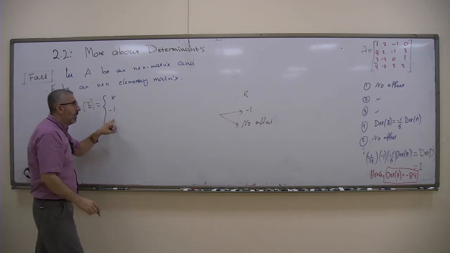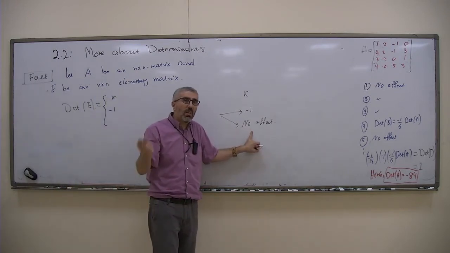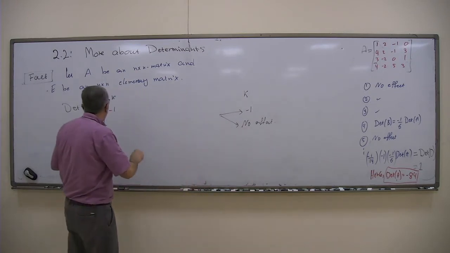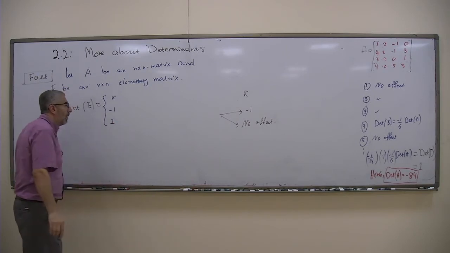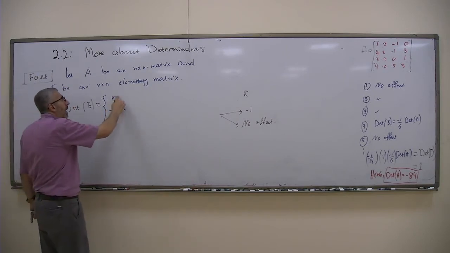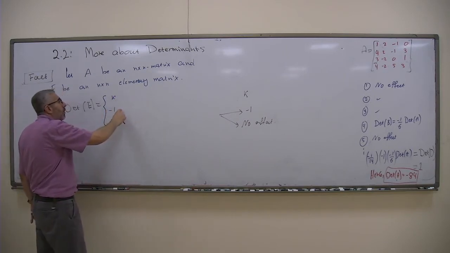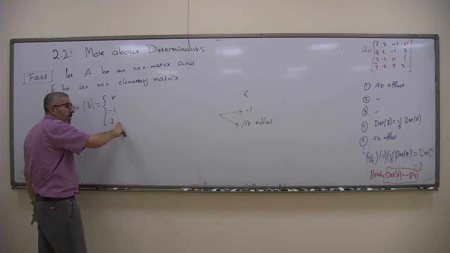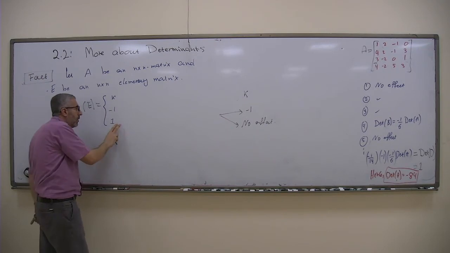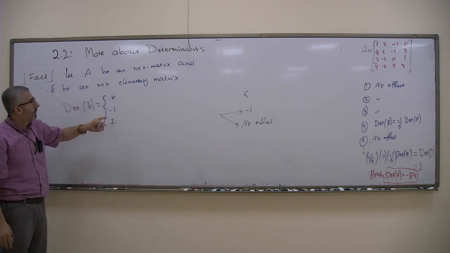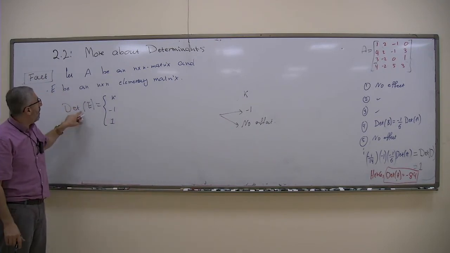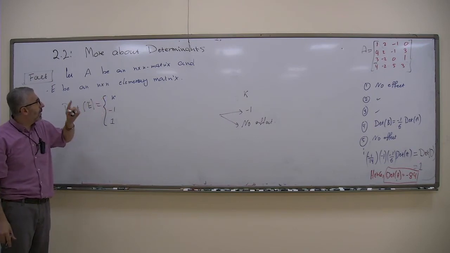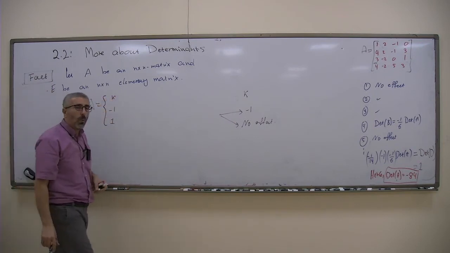Or if it is no effect, what does it mean? It means it's the same as the determinant of the identity. It could be 1. Okay? So this if you multiply a row by constant k, this if you interchange two rows, and this if you multiply a row by a number and add it to another row. Okay? So the determinant of any elementary matrix is going to be either k or -1 or 1.